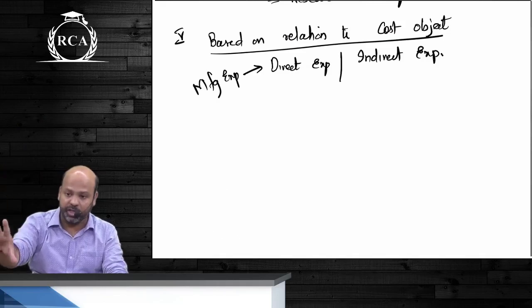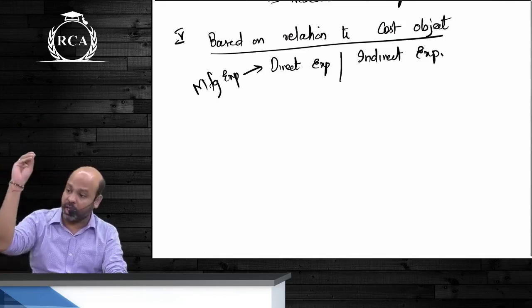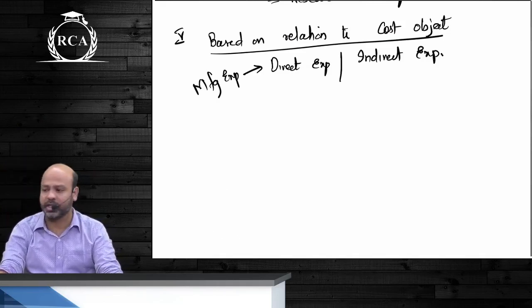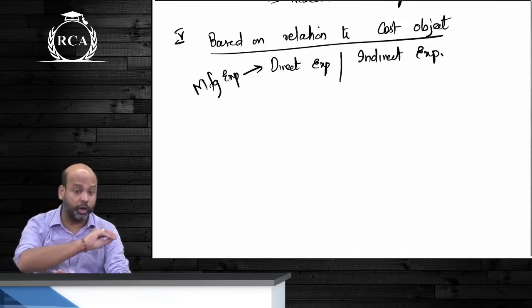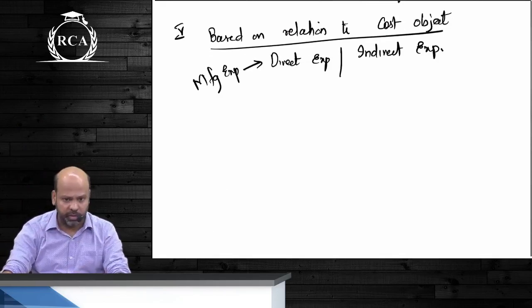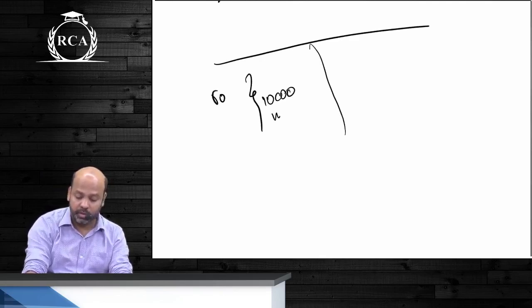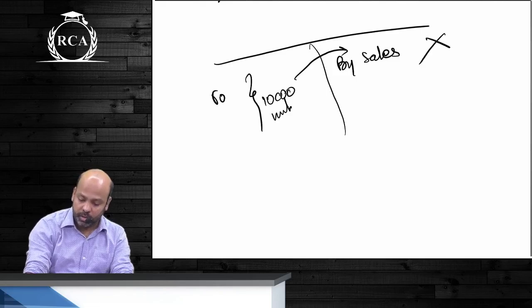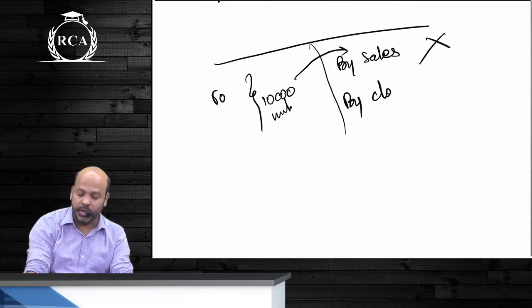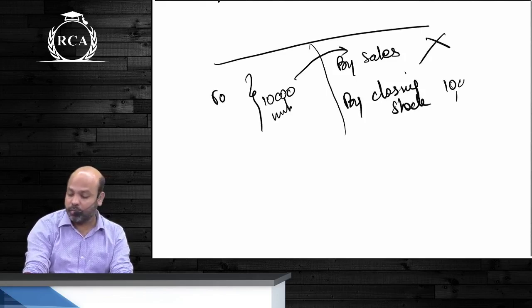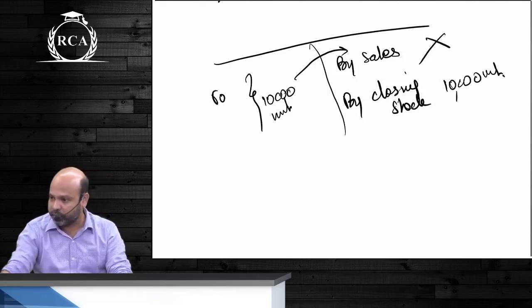I have manufactured 10,000 units. I have incurred manufacturing expenses on those 10,000 units. I did not sell any of those 10,000 units. Okay, beta, you have incurred cost on 10,000 units. Obviously, because this is not being sold, this will get carried forward to the next year in the form of whatever is the cost of those 10,000 units.